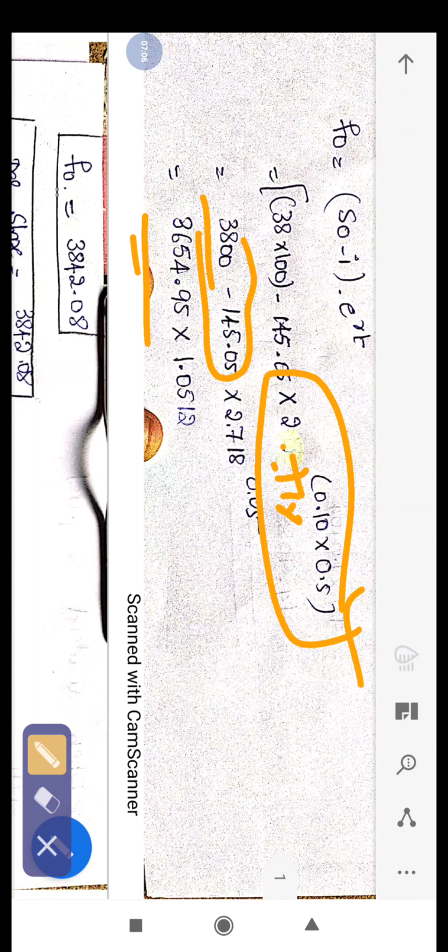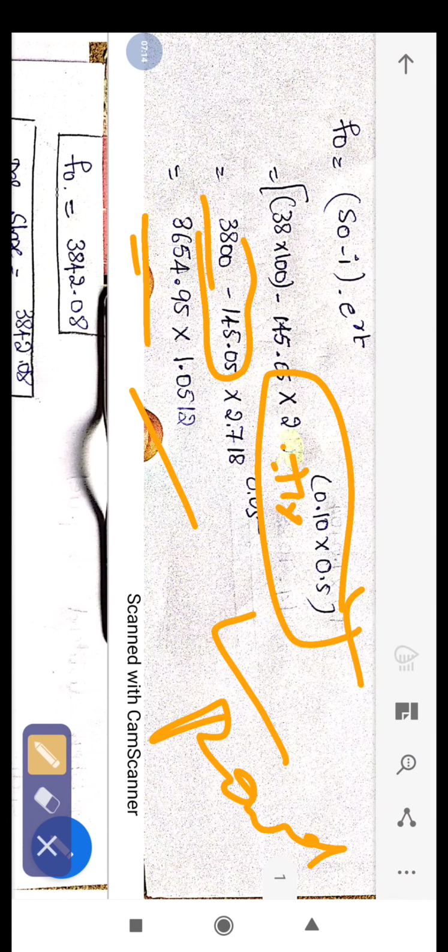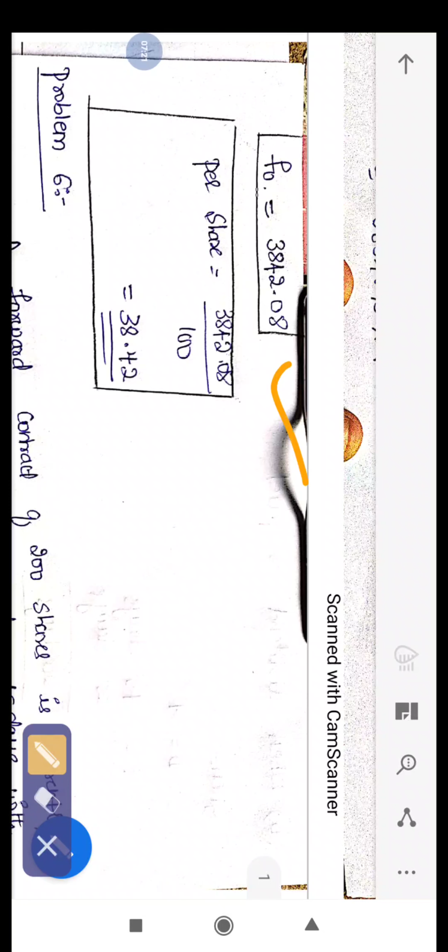3,654.95. Next, same calculate for power, normal power calculation, which we have done in the first video. Like that, the answer will be 1.0512. So the final answer of the contract is 3,842.08. So if you want per share value, this contract value divided by number of shares, that is 138.48 will be the value.